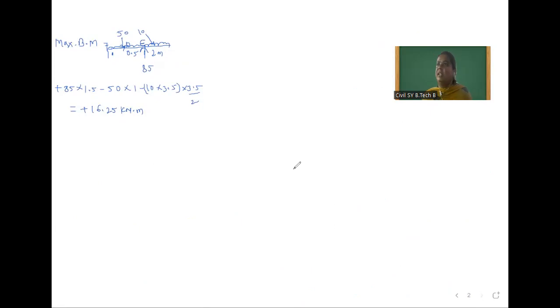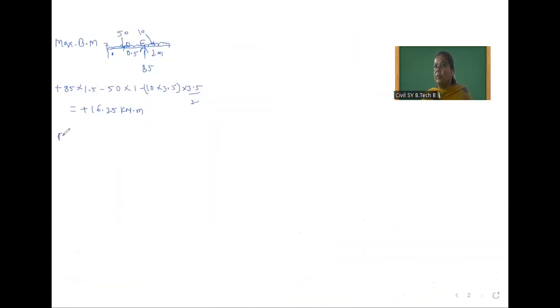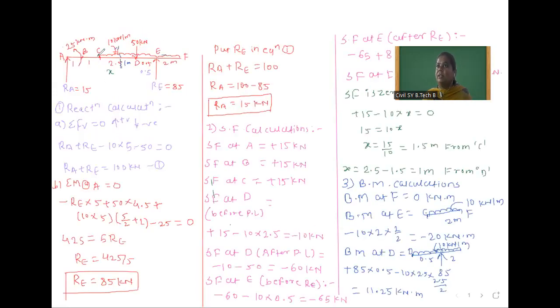Next we have to calculate bending moment at which point is remaining? C point. Okay, so for this C point we will calculate moment from this left side. So bending moment at C, which is equal to, but we will consider from this left side. Here 15, yes, 15. Here 2 meter span is there, right? 1.